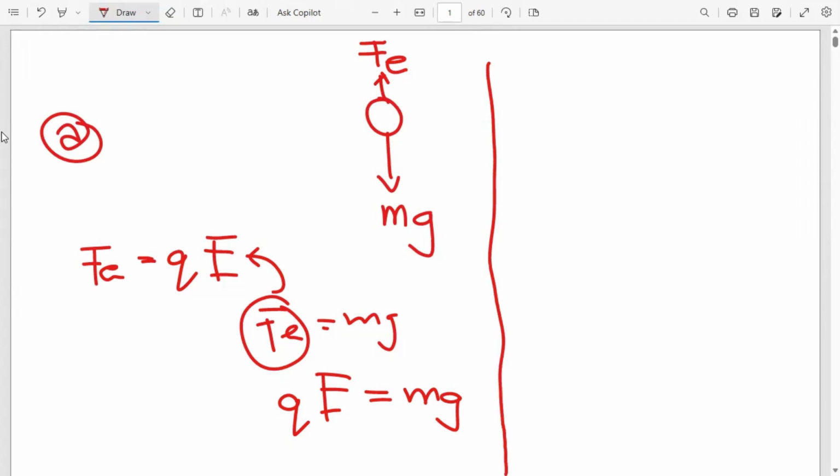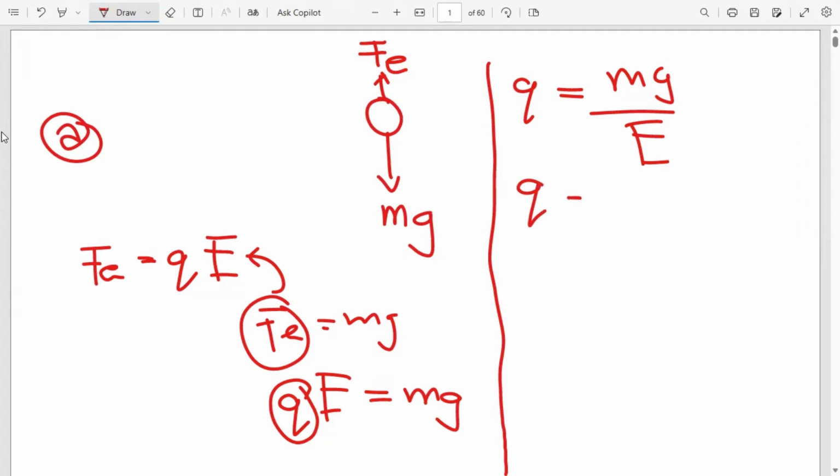So now what is our job? Our job, we've been told to calculate the charge. And that's simple. Just like that, the charge is what we are looking for. So we're going to make Q the subject of the formula, of which Q is basically standing for the magnitude of charge. Q will be equal to mg divided by electric field.